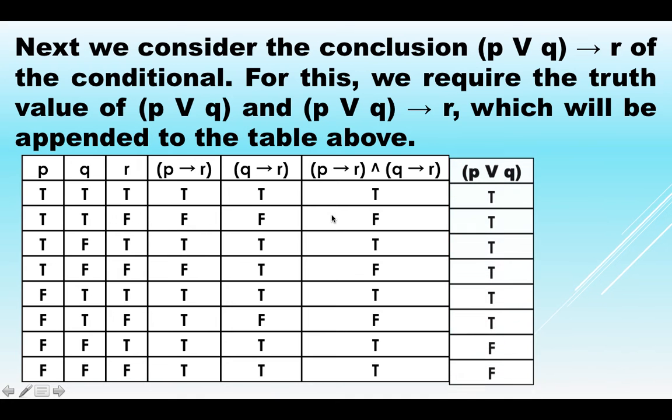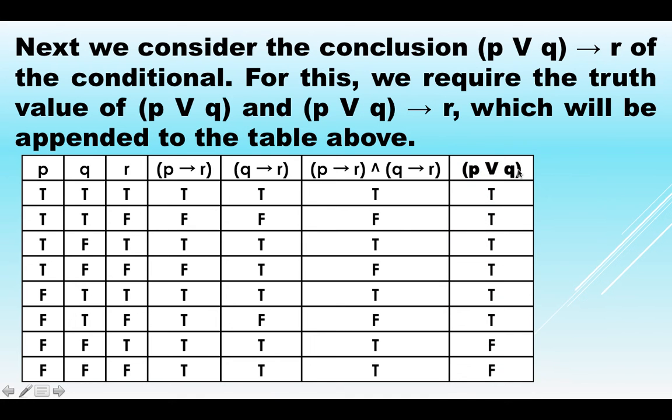And then for P or Q, P disjunct Q, for a disjunction, only when both are false is it false, and the rest are true. So this is double T, so T. TF, still has a true, so it's true. TF, still true. FT, true. FT, true. But these 2 are both false, so these are false. So we answered P or Q. Implies R.